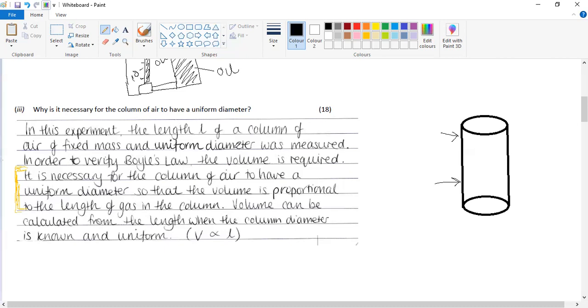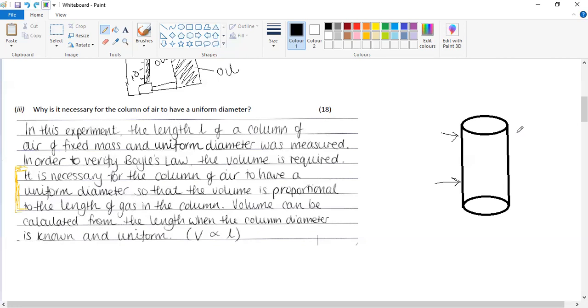So if I have a lovely neat cylinder like I have over here, as the oil level or air level changes, it creeps up the column, every step of extra length I have is proportional to extra volume, okay? Whereas that's not true if it's not a nice straight, uniform cylinder like that, okay? The volume can be calculated from the length when the column diameter is known and uniform.